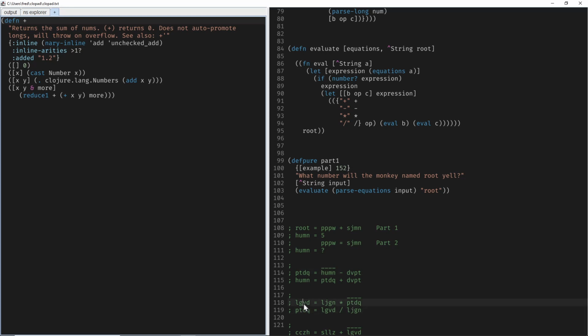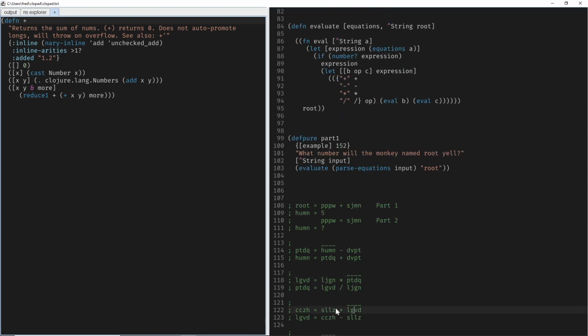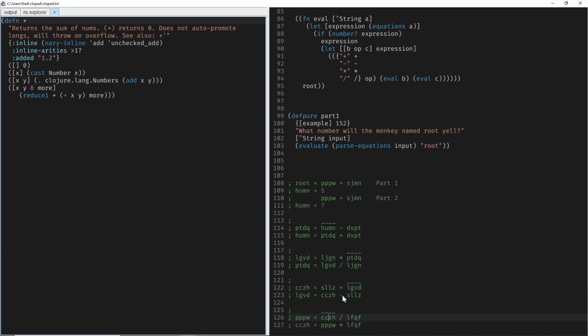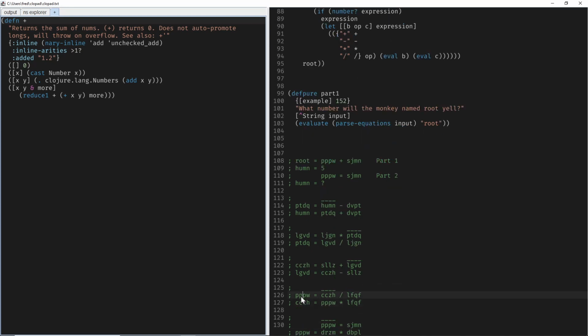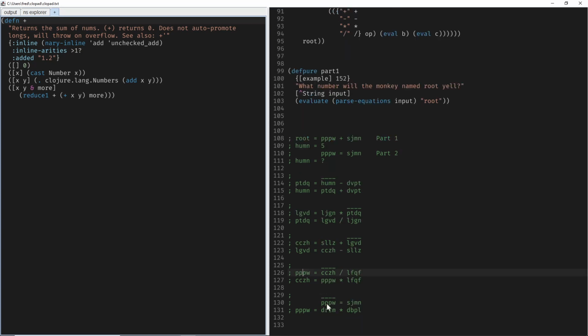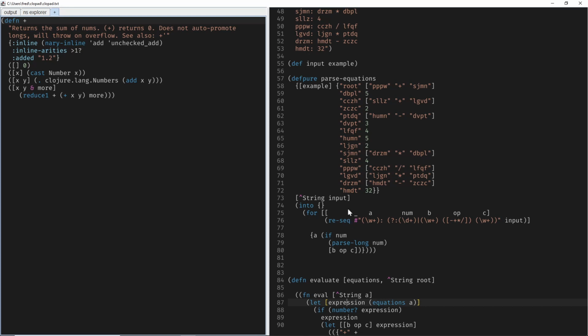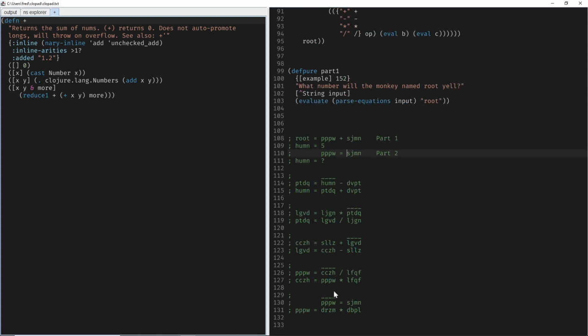Then we need a new equation for lg, find it on the right side, put it on the left side. Need a new equation for cc, find it on the right side, put it on the left side, find a new definition for pp. And here pp is the final case where we have the equality. So we can simply look, if these guys shall be equal, what is the definition of sj? Let's simply look above. The definition of sj is here, dr times db. So we simply replaced it with dr times db. Right? So this is then the last equation that we have to replace.